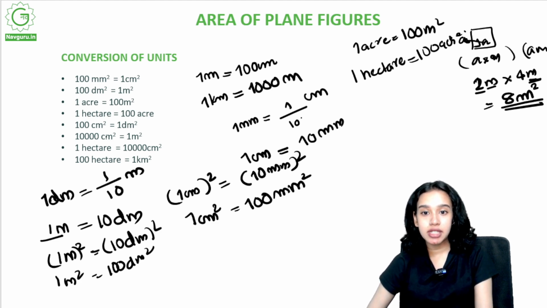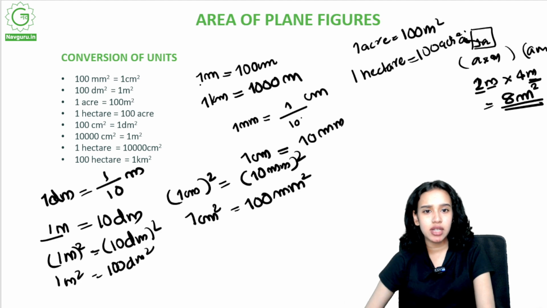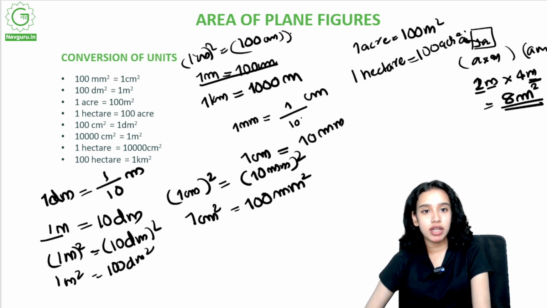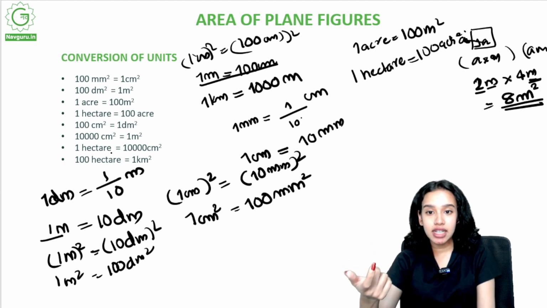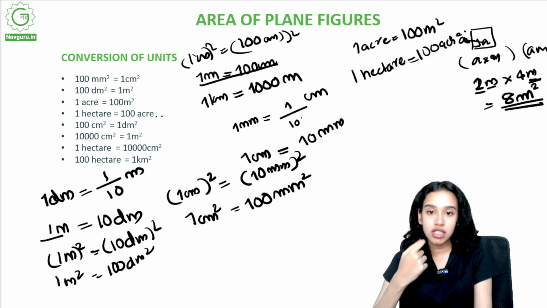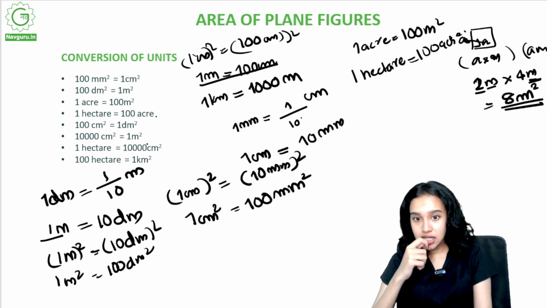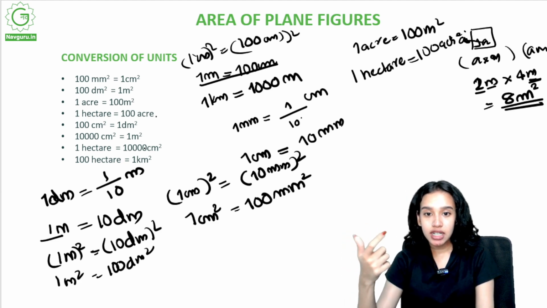Now 10,000 centimeters square is equal to 1 meter square. We said that 1 meter is equal to 100 centimeter, so 1 meter the whole square would be equal to 100 centimeters the whole square, right? So that is the relation given here. 1 hectare is equal to 10,000 meter square. How did we convert this? We said that 1 hectare is equal to 100 acre, right? And 100 acre would be equal to 100 into 100 meter square, right? Now convert that meter into centimeter and we'll get the answer here.